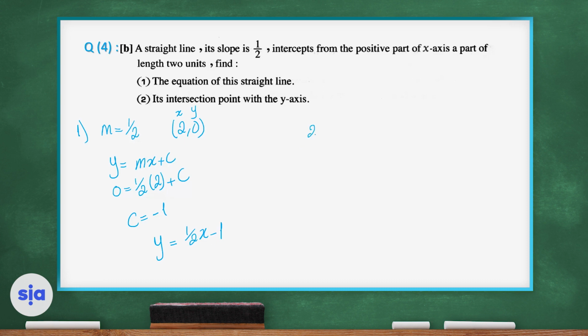Part 2 of the question is asking you to find its intersection point with the y-axis. Since c is -1, then the y-intercept is -1. But the question here is asking you to find the point of intersection, then the point of intersection is (0, -1).